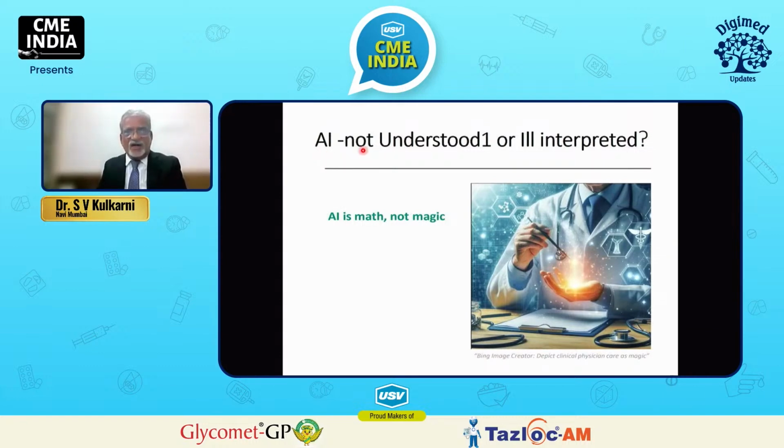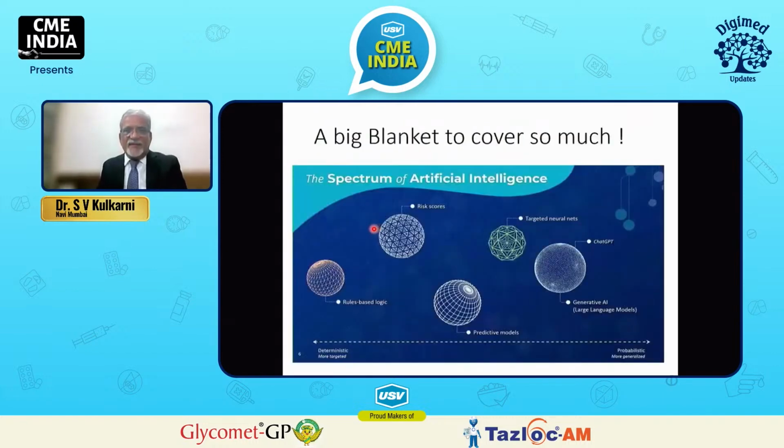But unfortunately, either it is not understood or it is ill interpreted. Please remember, AI is maths, not magic, and many aspects of AI are not understood by anybody of us. There are maybe few people who will like to know what is the basis of AI. The basis is how you can multiply like a human intelligence, that is the base.